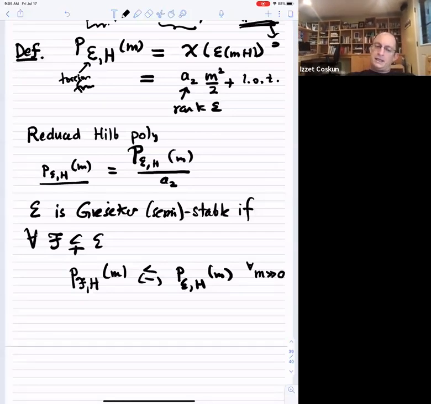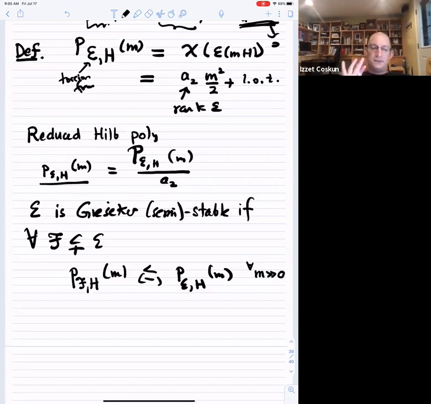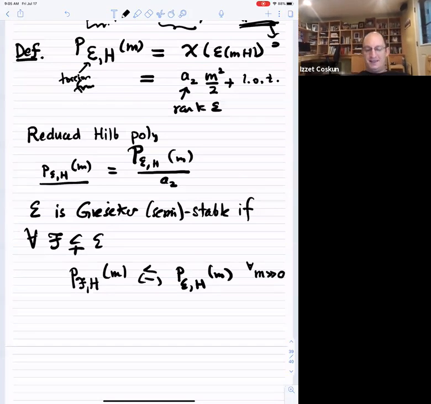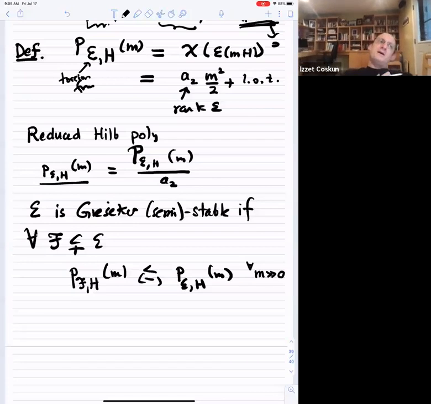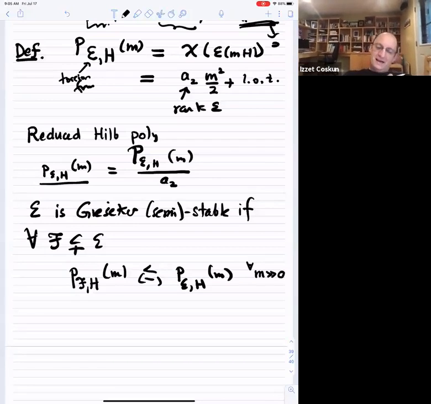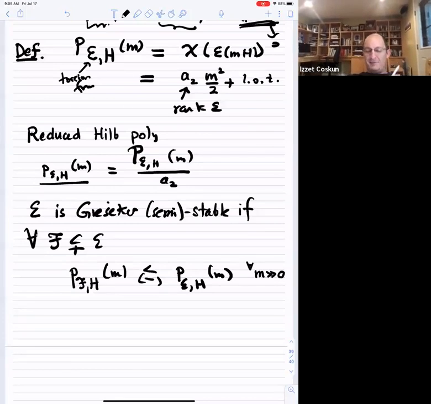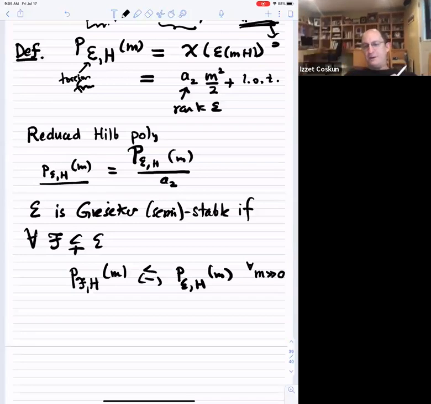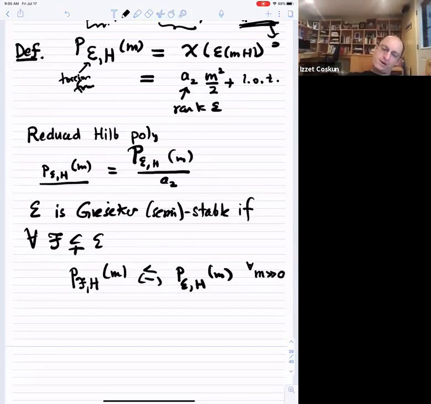All right, let me take a little break and see whether there are any questions. Any questions about the definition of slope semi-stability, Gieseker semi-stability, and so on? The thing that you should know is that slope stability implies Gieseker stability, implies Gieseker semi-stability, implies slope semi-stability. So these notions are pretty close to each other. They are not always the same. There are subtle differences between them, and we can do some examples, okay?